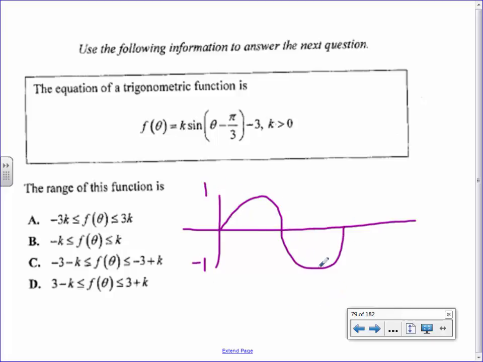How long does it take for it to repeat itself? Let's go 2 pi. If it's okay, I want to go with 2 pi because I see a pi over 3 sitting inside here, which seems to indicate which one to go with. So, okay, let's talk about what these things would do to the graph. What would the minus pi over 3 do to the graph inside the brackets? What does a negative sign inside the brackets here do? Which way does it go?